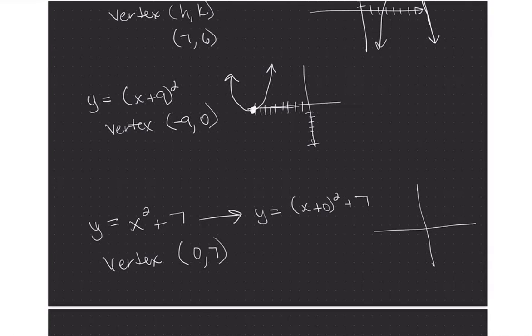So 0, 7, 1, 2, 3, 4, 5, 6, 7. And is it going to open up or open down? It's going to open up, right? Not too bad. Yeah, it just takes a little practice, right?